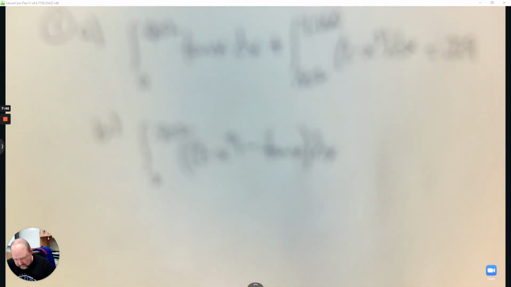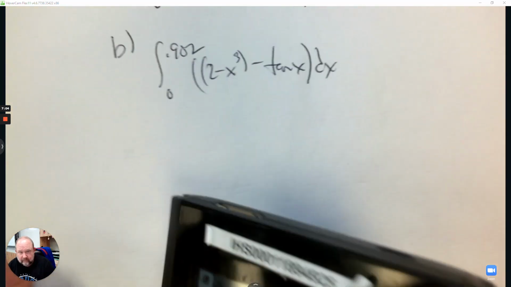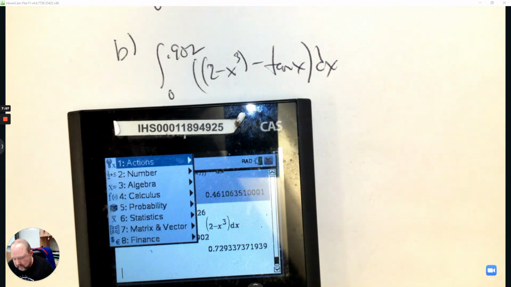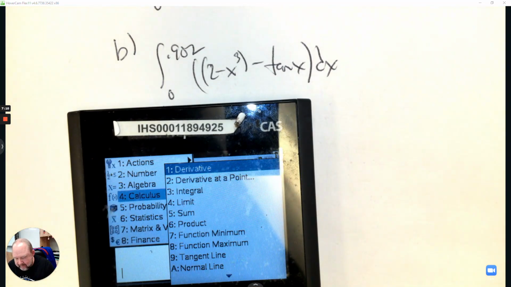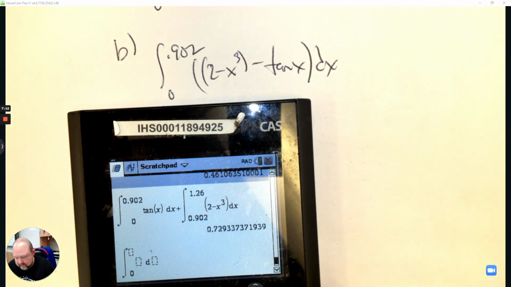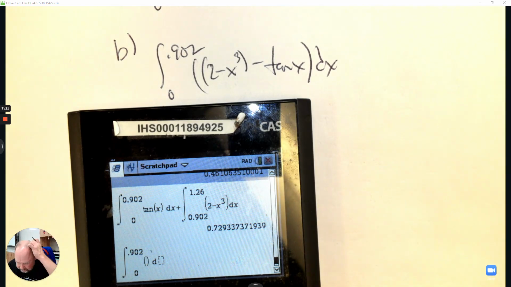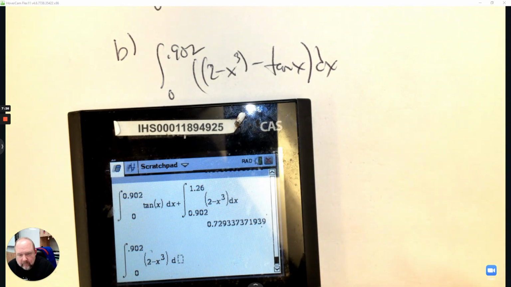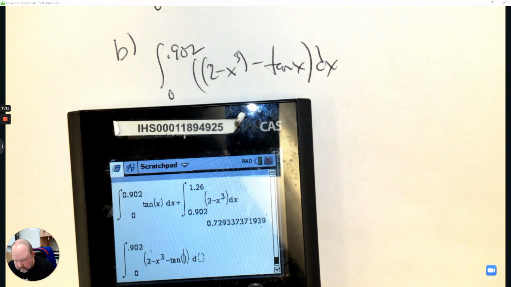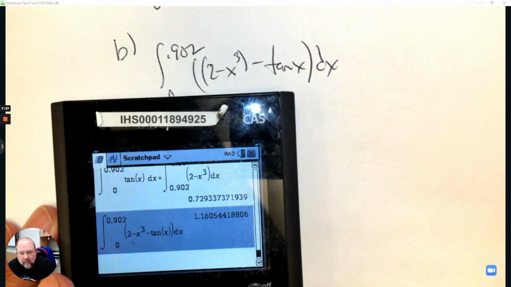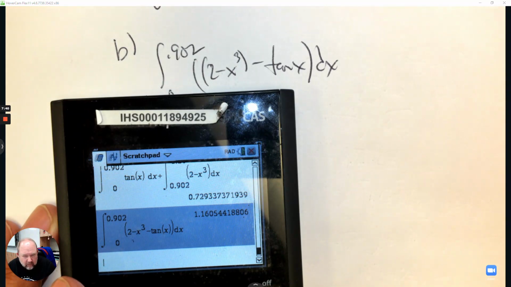and then put that in the calculator. So menu, calculus, integrate 0 to 0.902, and then it's going to be 2 subtract x cubed, subtract tangent. And you get 1.160 or 1.